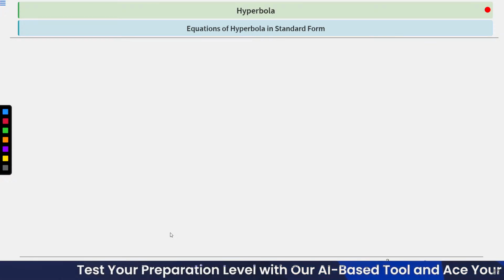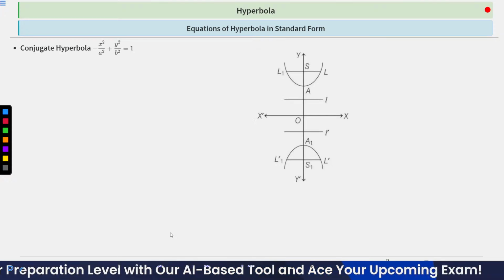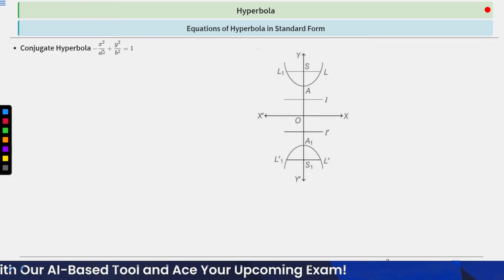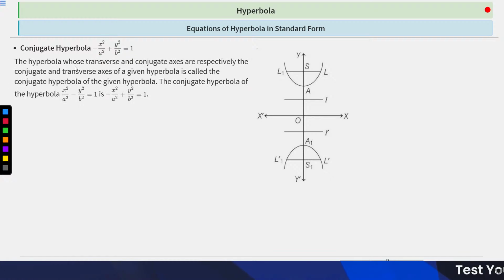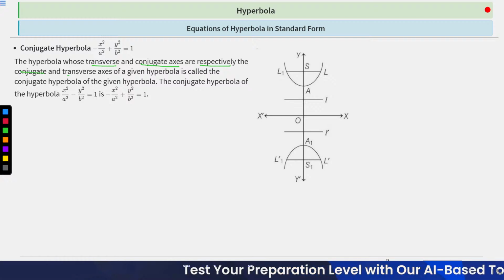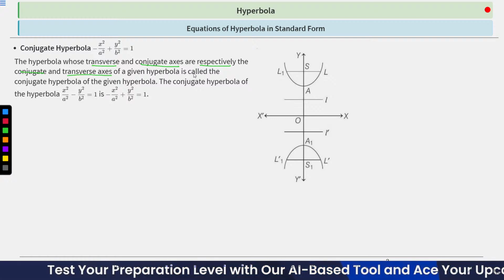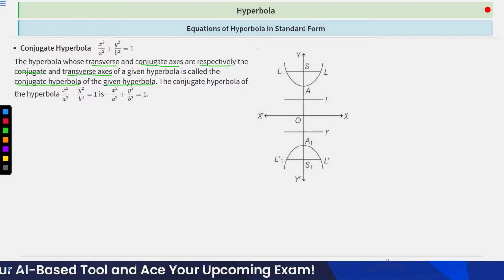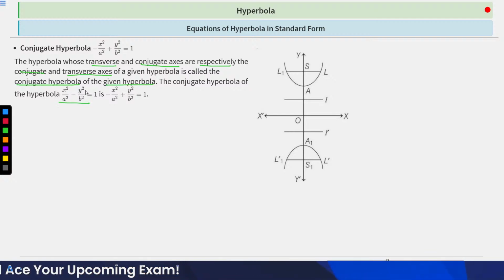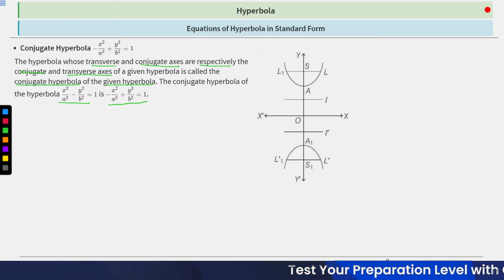Now, the conjugate hyperbola equation is minus x square by a square plus y square by b square is equal to 1. The hyperbola whose transverse and conjugate axes are respectively the conjugate and transverse axes of the given hyperbola is called the conjugate hyperbola of the given hyperbola. The conjugate hyperbola of x square by a square minus y square by b square is equal to 1 is minus x square by a square plus y square by b square is equal to 1.